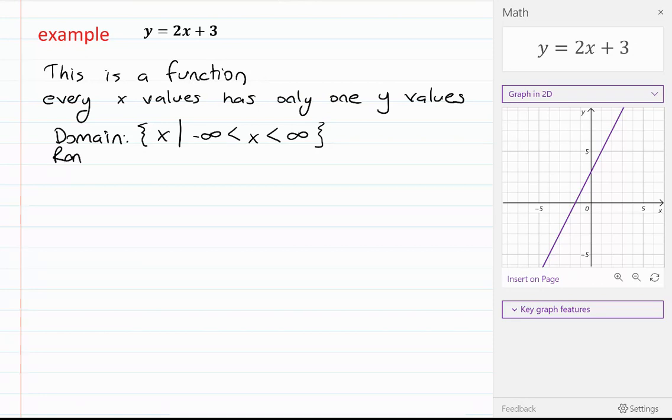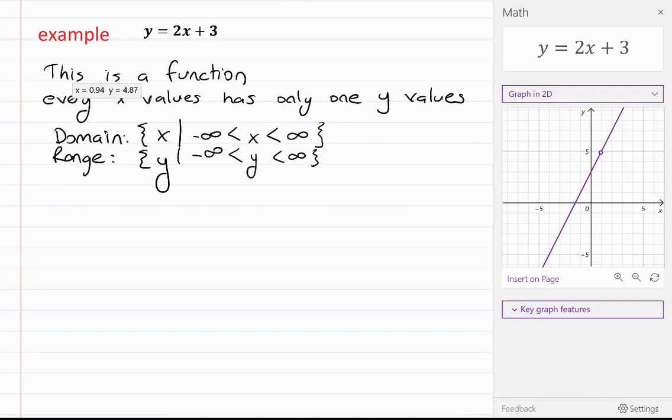And my range is similar, actually. It's the y's. As you can see on the graph, I'm using all the y values, like here 5, 6, 7, 8. When I go down, I'm using like -2, -3, all the y values. So similarly, my range is between negative infinity and positive infinity.